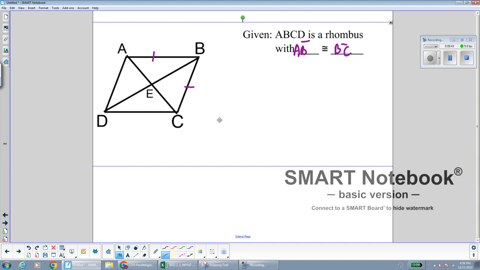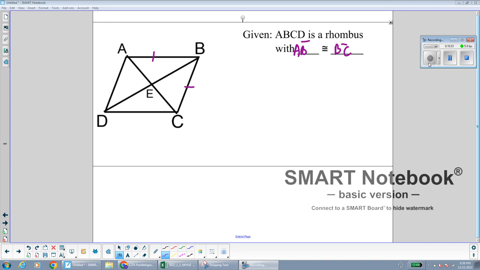So since ABCD is a rhombus, it is also a parallelogram. So it has all the properties of parallelograms as well as special properties of rhombuses. Let's try to think about what we can conclude here from knowing that ABCD is a rhombus.